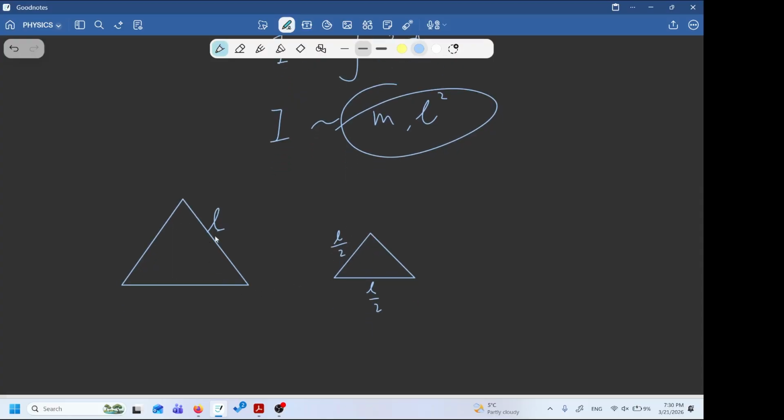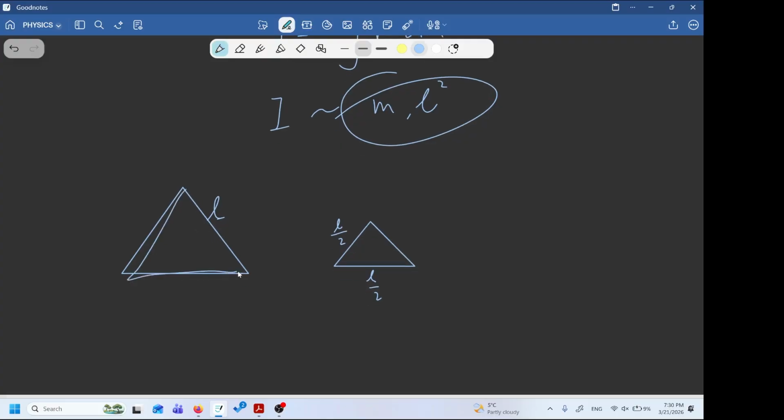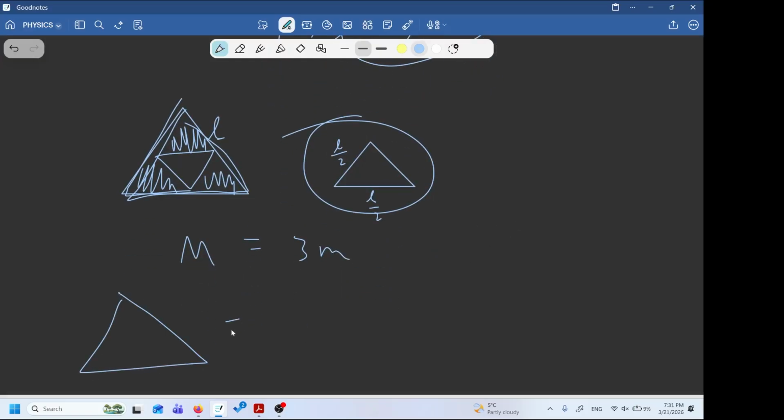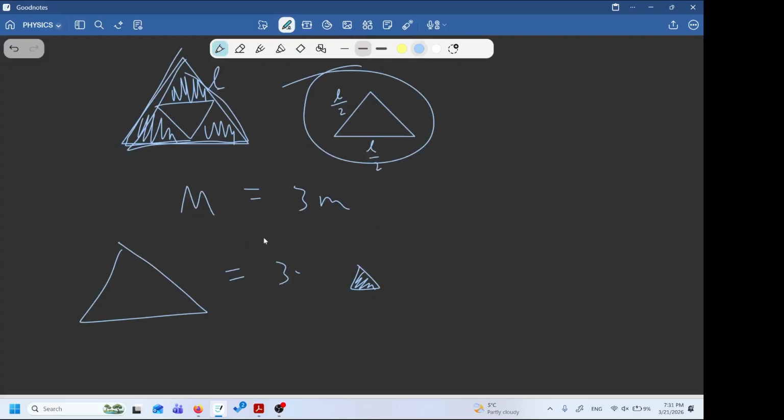The full triangle has 3 times the mass of one small triangle. So the mass of this large fractal triangle that we're trying to find equals 3 times the smaller one. Why? Because we divide it into 3 parts: this part, and this part. So the mass of the large one equals 3 times the smaller one. Now we know that the full triangle is 3 times the mass of the small triangle because it is made up of 3 small copies.